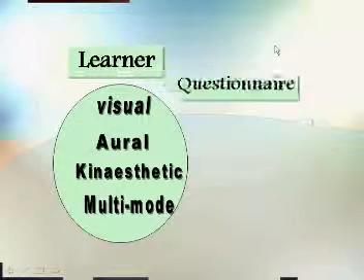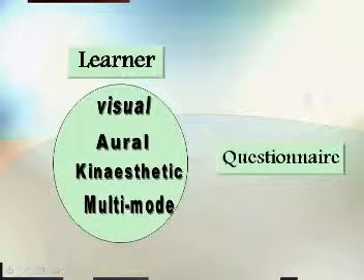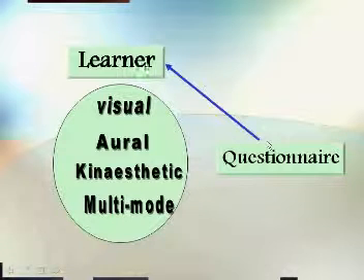But there is something missing, yeah, questionnaire. And a questionnaire is given to a learner in order to decide which type he is. A questionnaire is given, of course, to a learner in order to know if he is a visual or an oral or kinesthetic or multimode learner. You see, so please try to find relationships between the words. This is the way to do it.